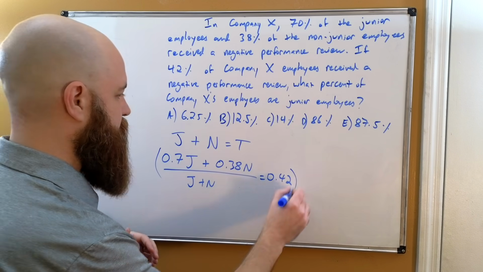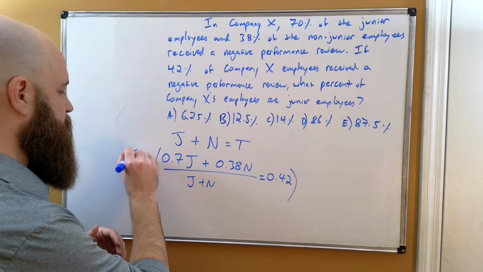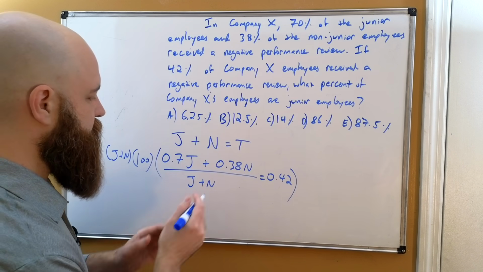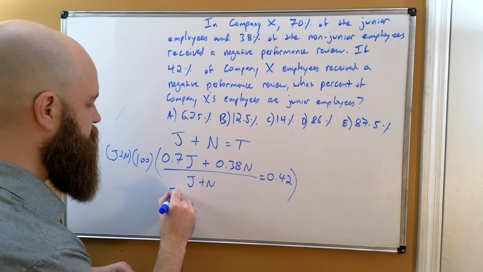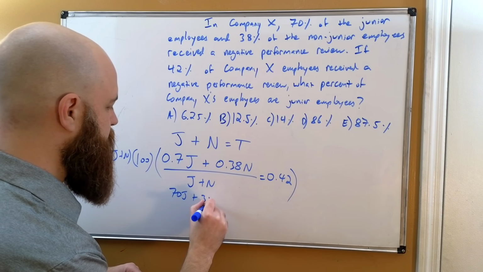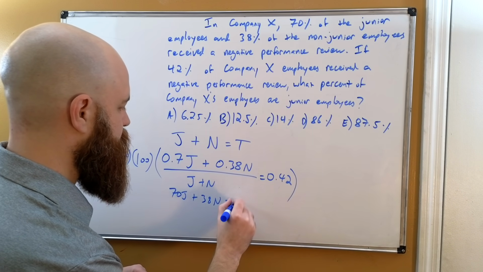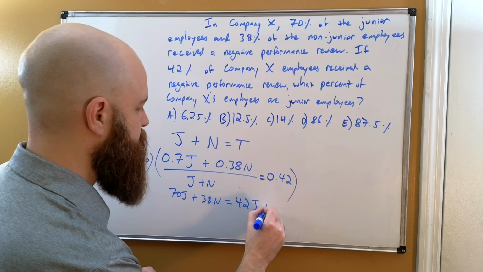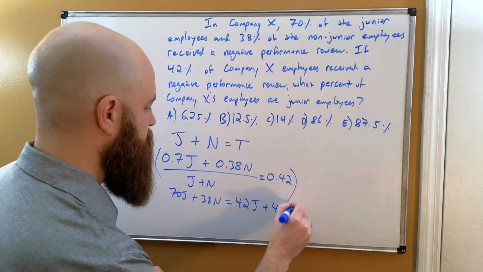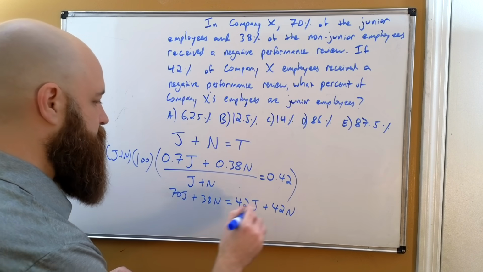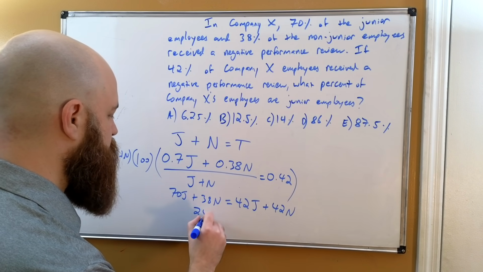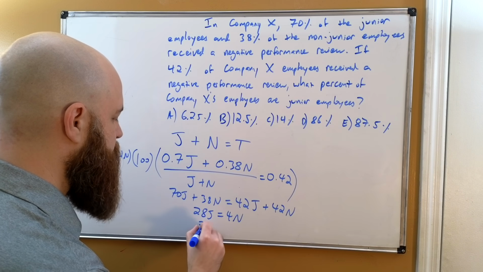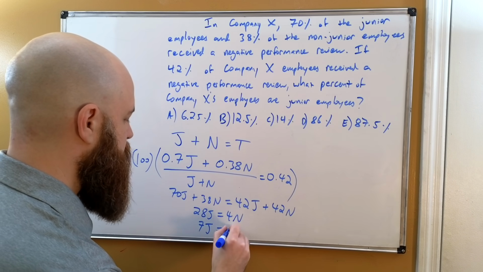Let's simplify algebraically. I'll multiply everything by 100 to get rid of the decimals, and multiply by J plus N to get rid of the fraction there. I'm left with 70J plus 38N is equal to 42 times (J plus N). I'll distribute the 42 to the J plus N. Okay, let's get all the J's on the left, all the N's on the right. So I have 28J equals 4N. Simplify that, 7J equals N.